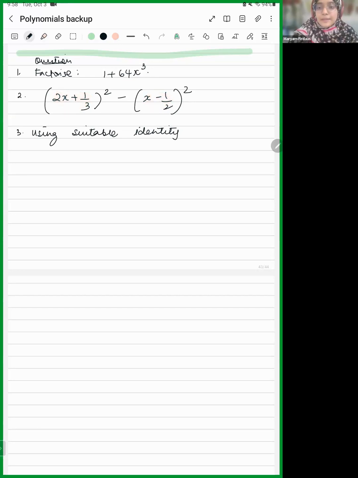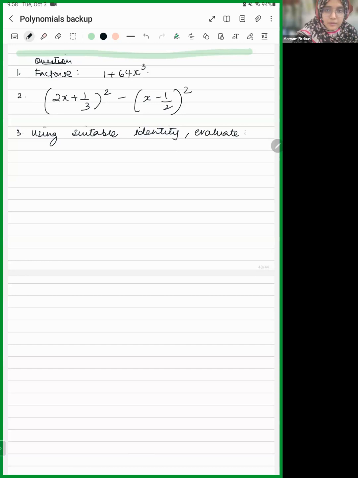Using suitable identity, evaluate the following. 103 whole cube and 999 whole square.